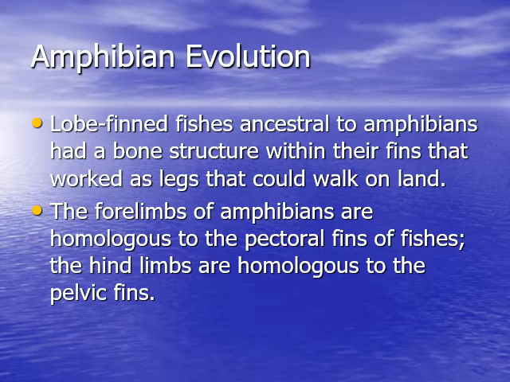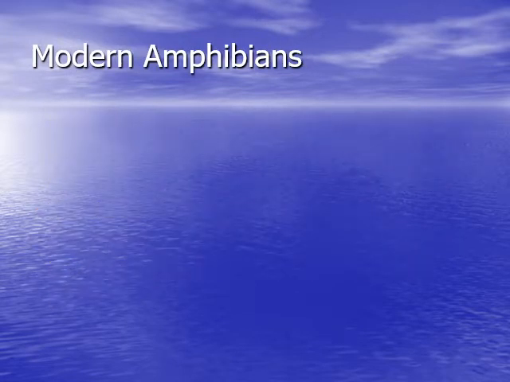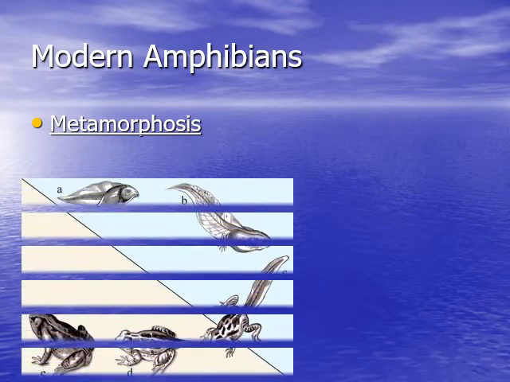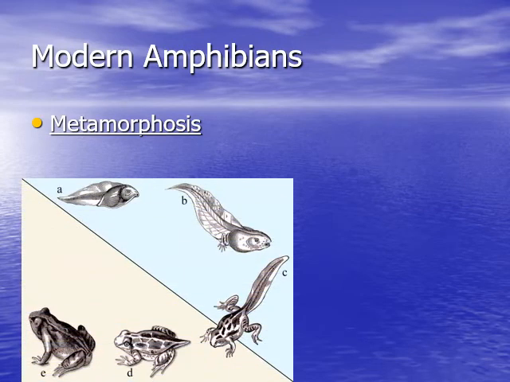They show that those structures are related to each other. So the front fins on a fish are evolutionarily related to the front limbs of an amphibian. When we look at modern amphibians that are here today, most of them go through metamorphosis. This is a huge structural change throughout the organism's life. A big example that we have is our frog.